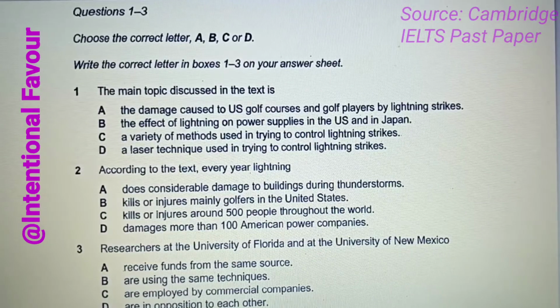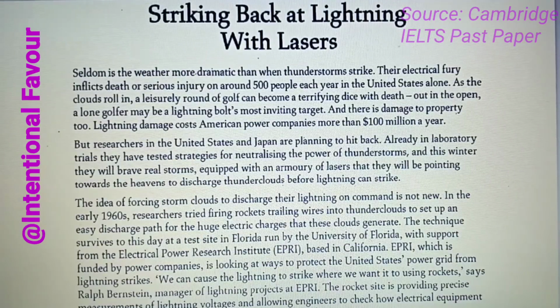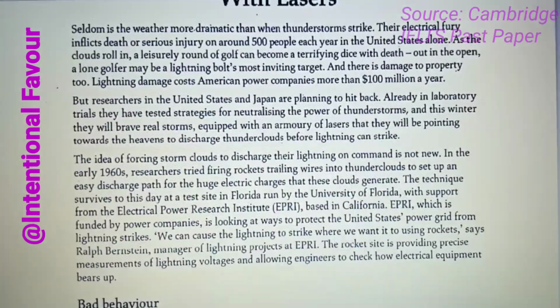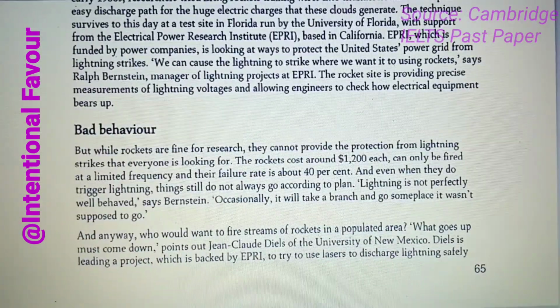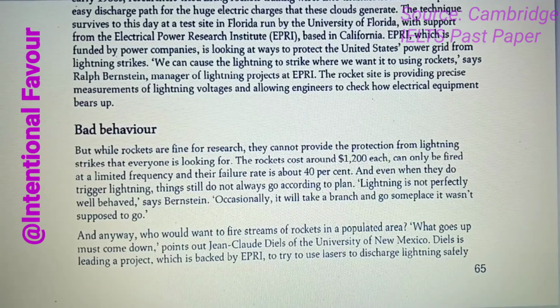They are in opposition to each other. Well, based on what we've read so far, we can't see anything telling us that they are in opposition. But let's read on. So let's look for where we can see University of New Mexico. Aha, so this is University of New Mexico. Do you see where it is?